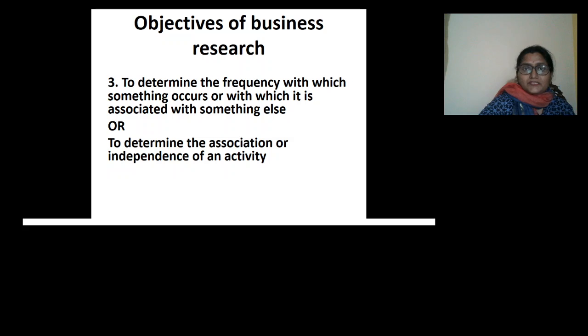The third objective of business research is to determine the frequency with which something occurs or with which it is associated with something else. To determine the association or independence of an activity. So here we are talking about the causal relationship between two variables in any given situation. So what is the relationship between two variables?